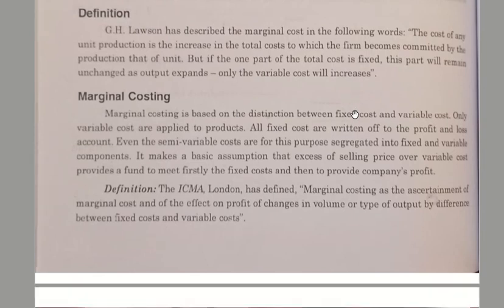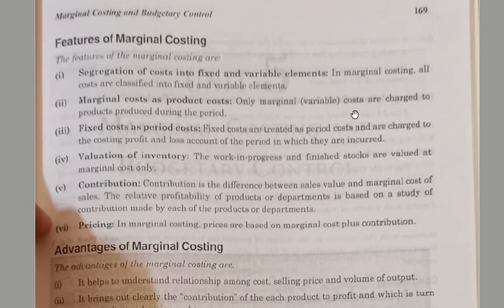So what are the features of marginal costing? The first one is segregation of cost into fixed and variable elements. In marginal costing, all costs are classified into fixed cost and variable cost, and marginal cost is treated as product cost. Only marginal, that is variable cost, is charged to products produced during the period, because the other cost becomes fixed cost. So the cost of the product produced is equal to your marginal cost. Fixed cost is treated as period cost.